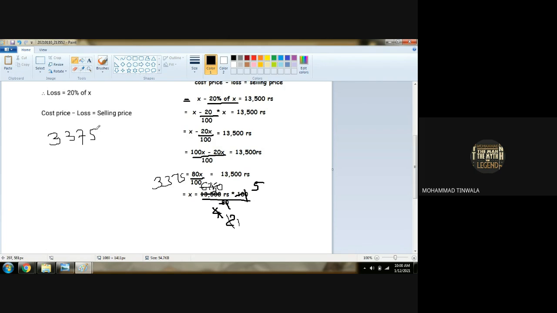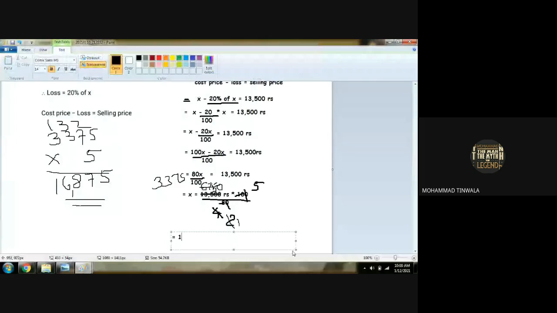3,375 multiply by 5. 5 5s are 25. 2 carry. 5 7s are 35, plus 2 is 37. 7 down, 3 carry. 5 3s are 15, plus 3 is 18. 1 carry. So what is the total we got? The total we get is equal to 16,875 rupees as the cost price.